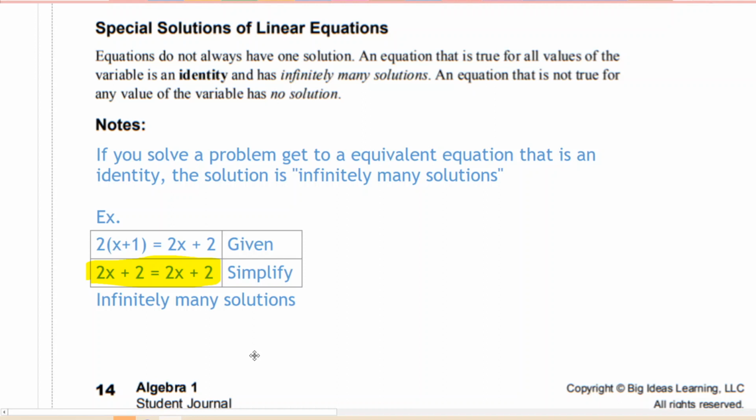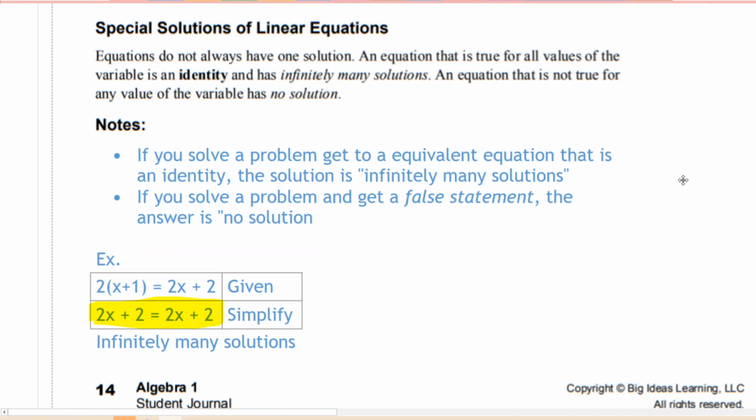And what's implied here is that it doesn't matter what you put in for x. You're going to get a true equation. You know, if you said x was equal to 0, you would get 2 equals 2. Well, that's true, so it is a solution. If you say x equals 100, then you would get 202 is equal to 202. And that's true as well, so 100 is also a solution. And in fact, it doesn't matter what number you use for x, it'll be a solution. So that's why we say infinitely many solutions.